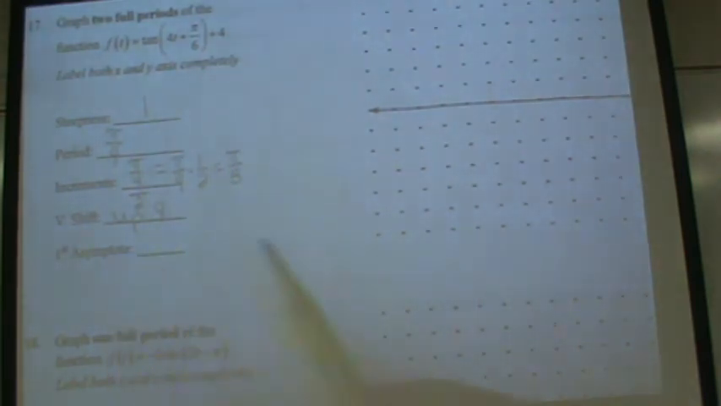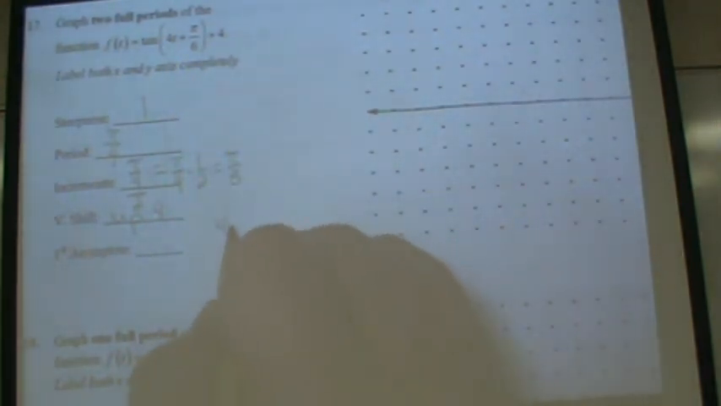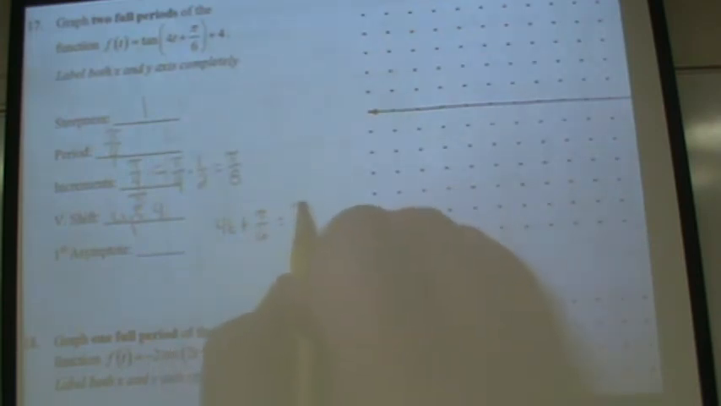And then for tangent and cotangent, we have to find that first asymptote. So when you find the first asymptote, you're taking what's given in the parentheses, and for tangent you're setting it equal to pi over 2. For cotangent you set it equal to 0. So this one is a tangent. So we have 4t plus pi over 6 equals pi over 2. And now we're going to solve for t.